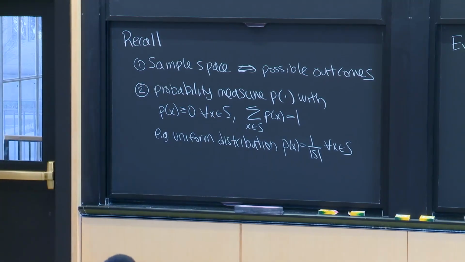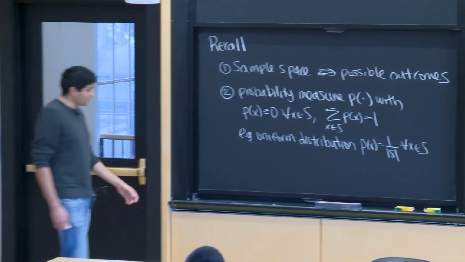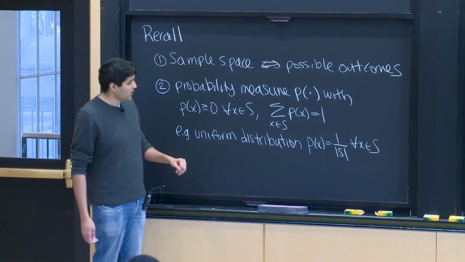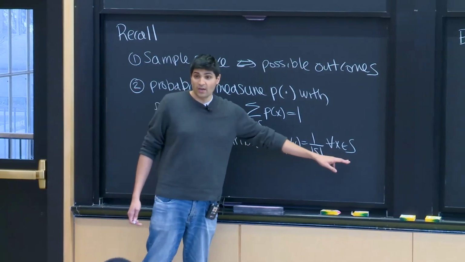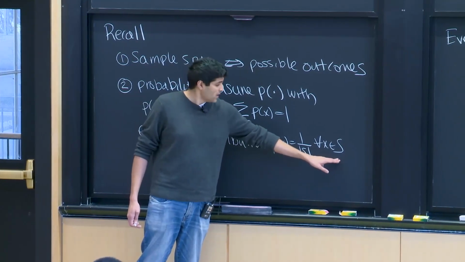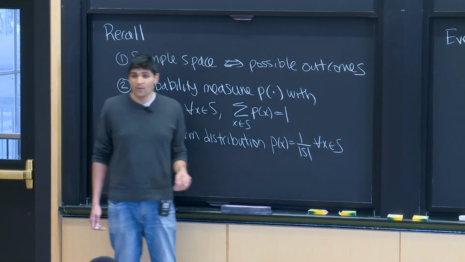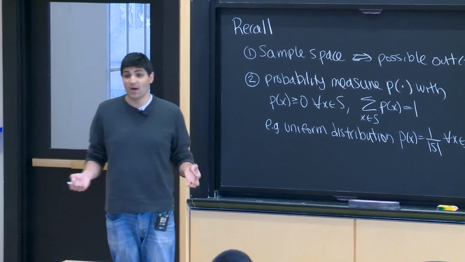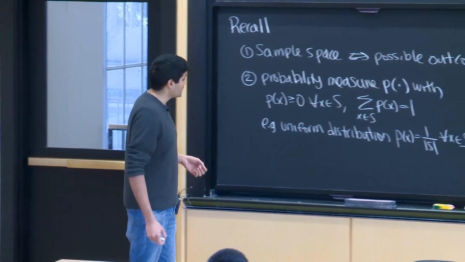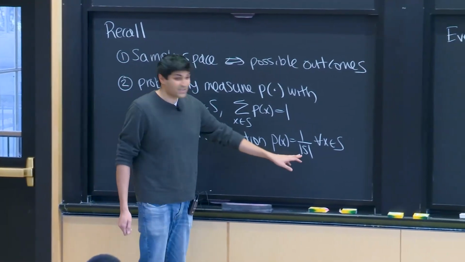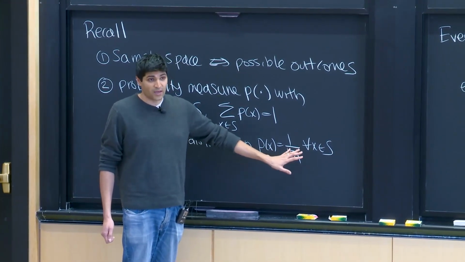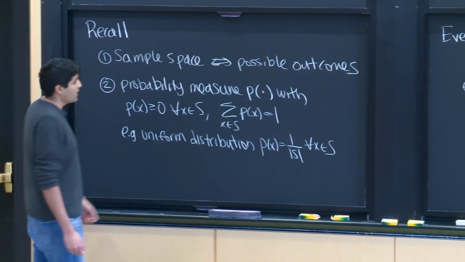In fact, there are a lot of distributions that we're going to see over and over again. One of the simplest and most ubiquitous distributions is called the uniform distribution. So here we have some finite sample space S. And then we just look at the probability measure that assigns the same fixed probability to every possible outcome. So in particular, in order for it to be normalized, each of those probabilities had better be 1 over the size of S.